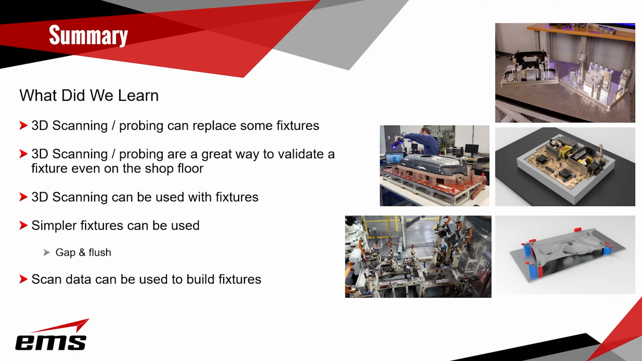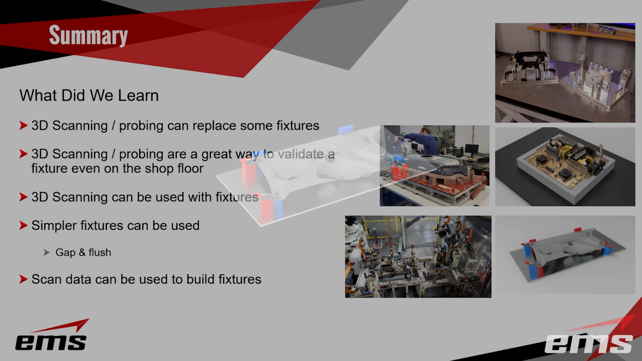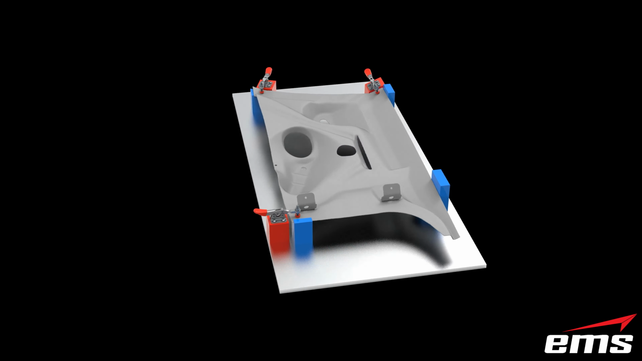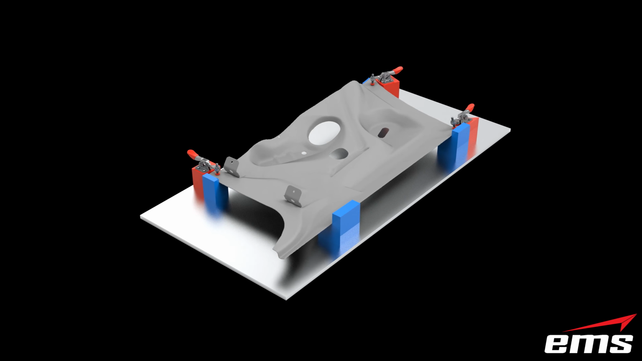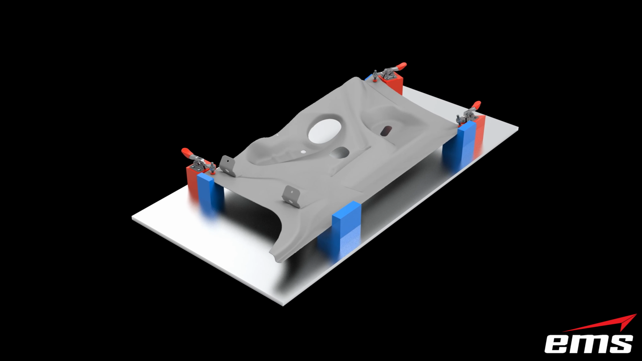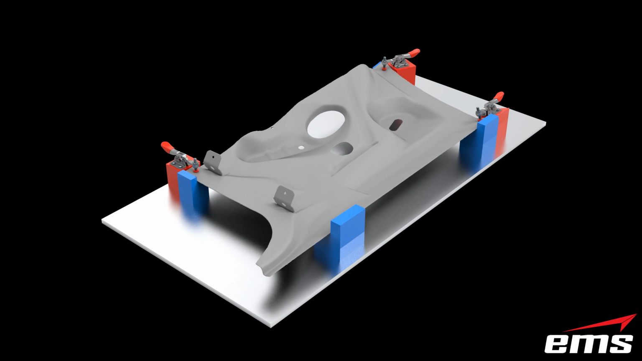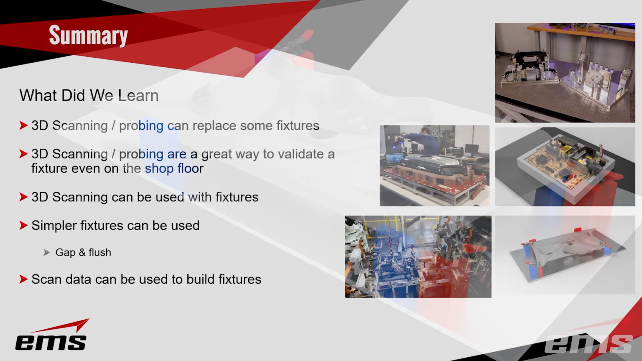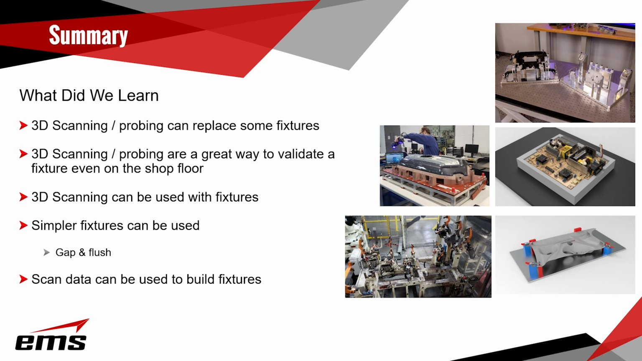And then finally, 3D scanning is a great way to do fixture design. We can 3D scan a part, whether it has CAD data or not. As we talked about many times, the CAD data may not be correct, but then we can build and design fixtures from that 3D scan data. We don't even need to build a complete CAD model. We can work directly off that 3D scan data and build fixtures.